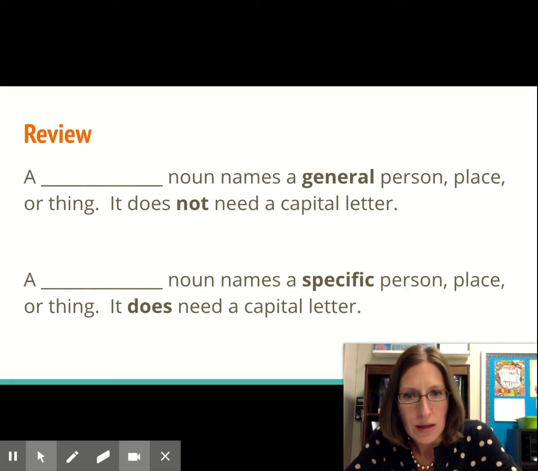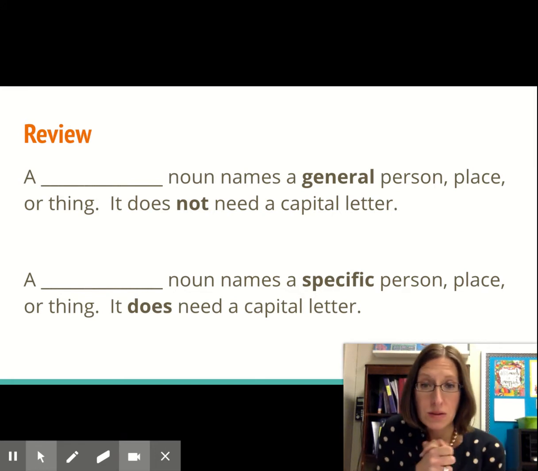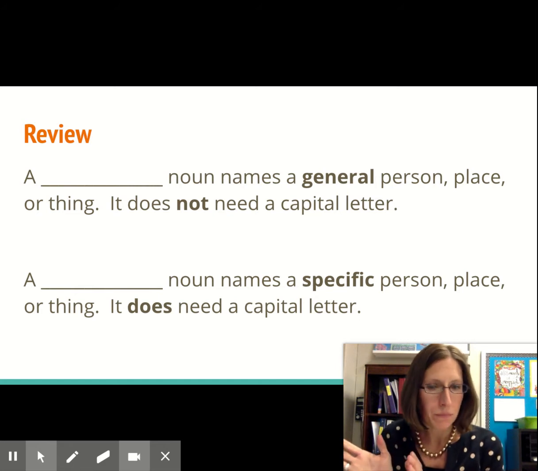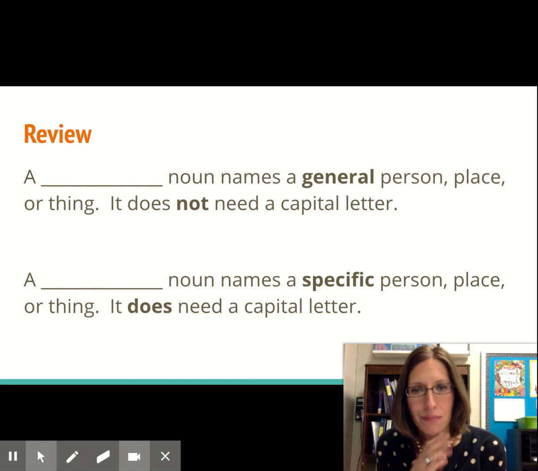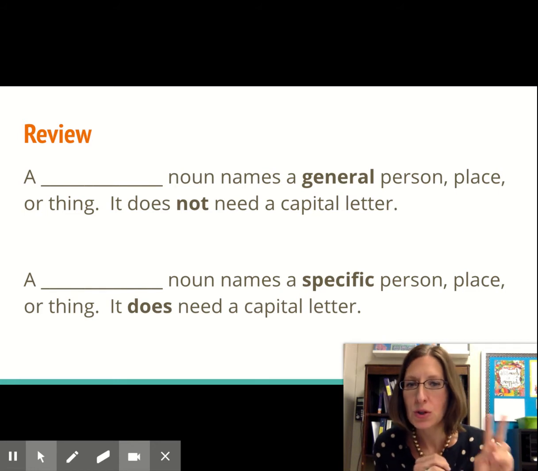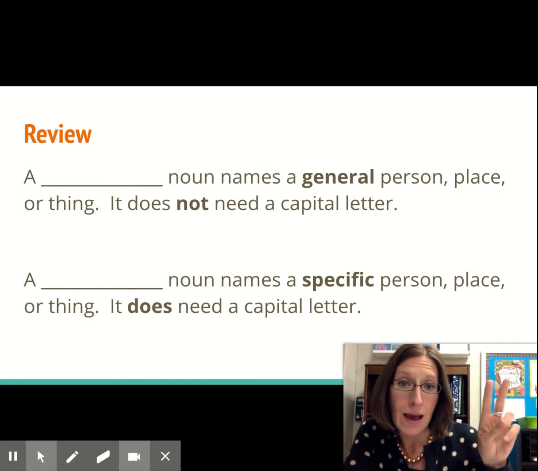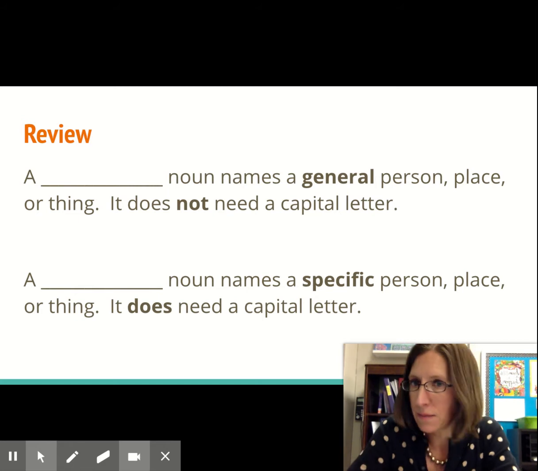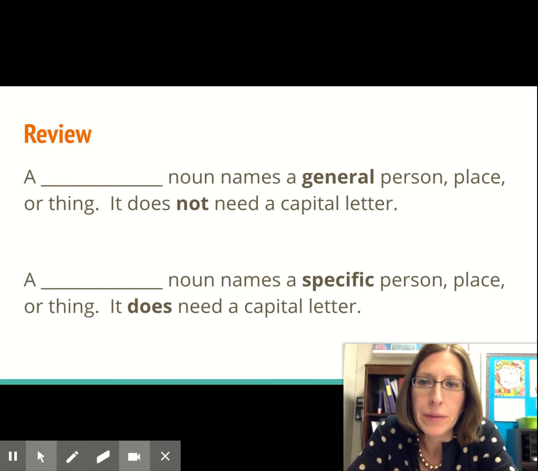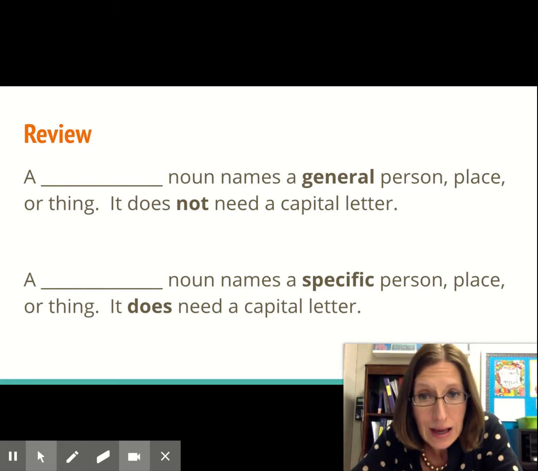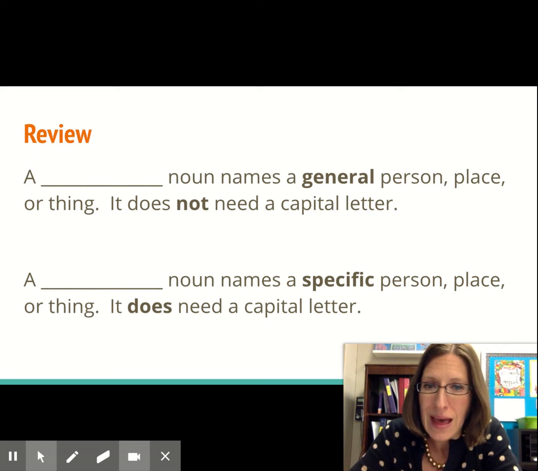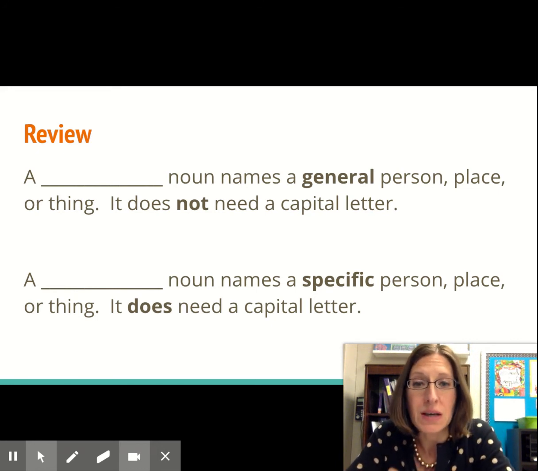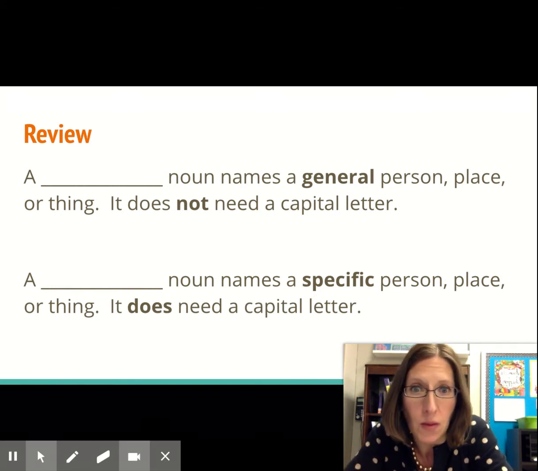Mrs. Schultz started telling us about what is a noun a couple weeks ago. And then Miss Lund last week told us about two different kinds of nouns. One kind of noun names a general person, place, or thing. It does not need a capital letter. And the other kind of noun names a specific person, place, or thing, and it does need a capital letter. Do you remember what those are called?